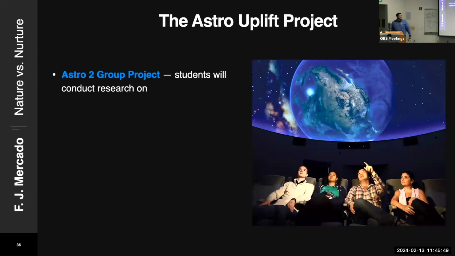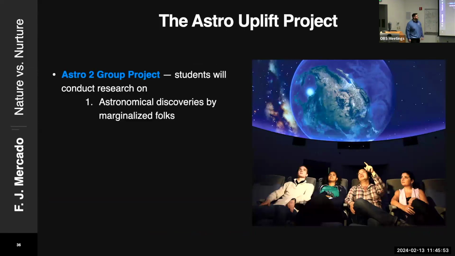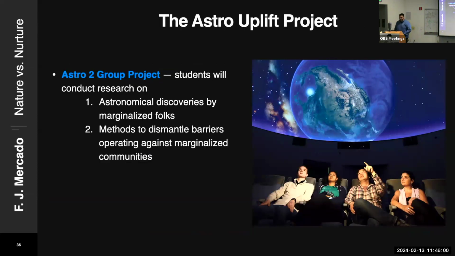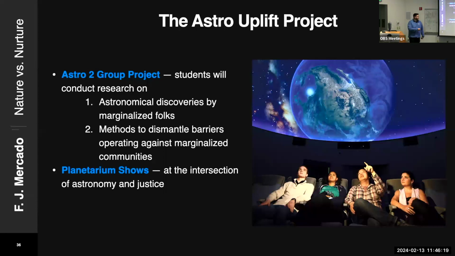At the end of this semester, the students are going to conduct research on a couple of things. First of all, looking at astronomical discoveries by marginalized folks in astronomy. Another thing that they'll look into is methods to dismantle barriers that are operating against marginalized folks. The students will all do this in group projects. They will present some short presentations at the end of the semester, and all of this content is going to be used for planetarium shows in the future.